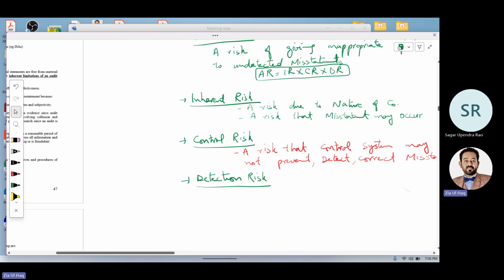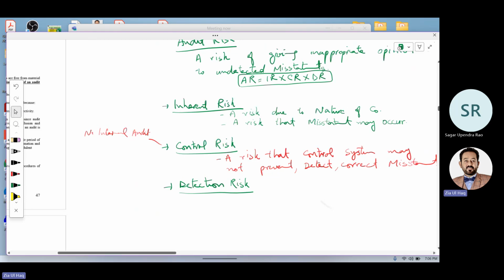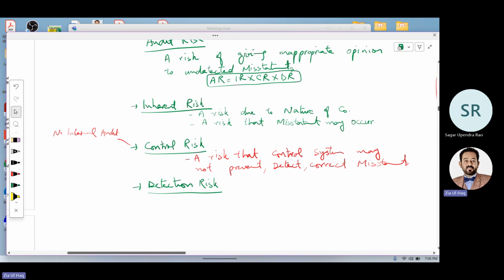We know internal audit department. So if there is no internal audit department, we don't need to link control risk with misstatement. These are the issues relating to internal control system of the company. We will discuss under control risk. If company is having no internal audit department, what we will say? Due to lack of internal audit department, there are chances control system will not be monitored and misstatements may not be prevented, detected, corrected by the system. That's it.